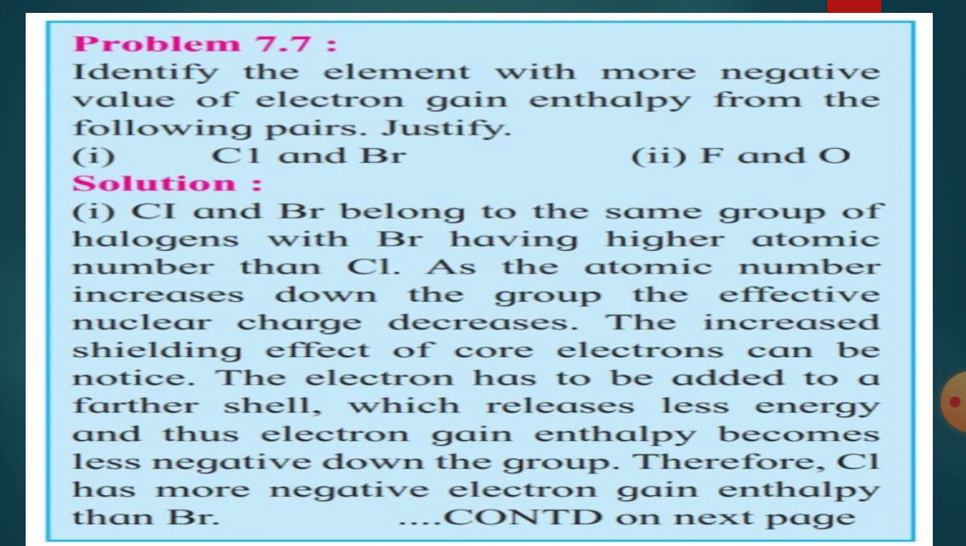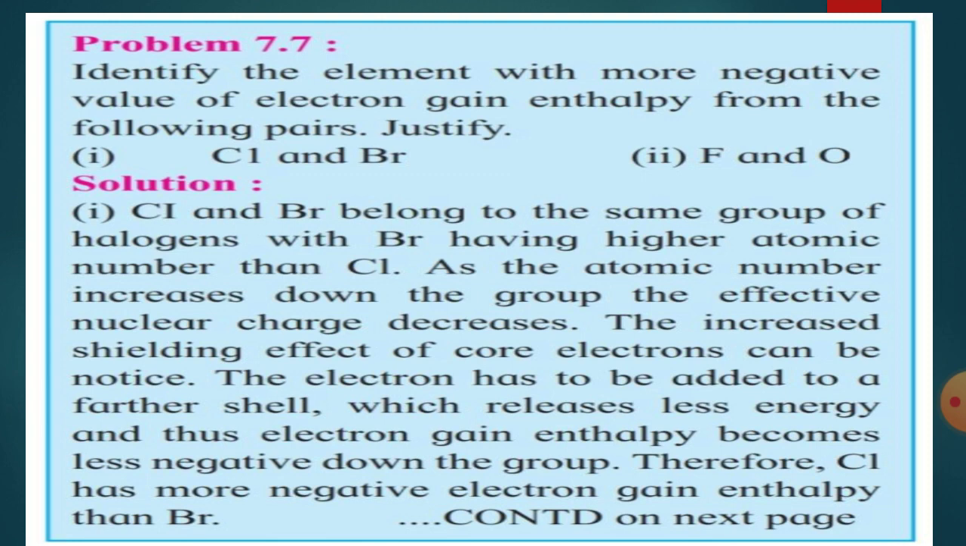So, students, chlorine has a more negative electron gain enthalpy than bromine. Both belong to the same group, the halogen family. As the atomic number increases down the group, the number of shells increases, the effective nuclear charge decreases, the shielding effect increases, and the electron is added to a further shell. So electron gain enthalpy becomes less negative down the group. Hence, chlorine has a more negative electron gain enthalpy than bromine.